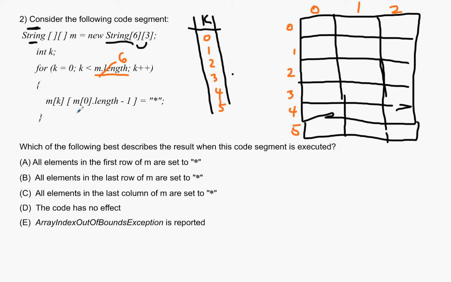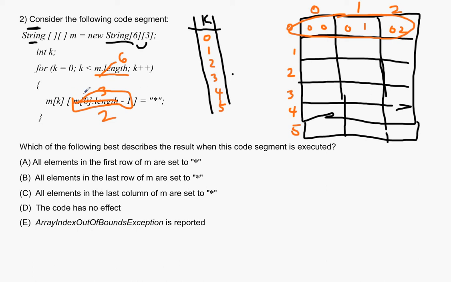All the elements whose first index is 0: this is 0,0 here, this is 0,1 here, this is 0,2 here. So basically we're talking about these guys. What's the length of this row? In other words, how many columns do we have? Well, this is going to be equal to 3, and so 3 minus 1 is going to get me 2.